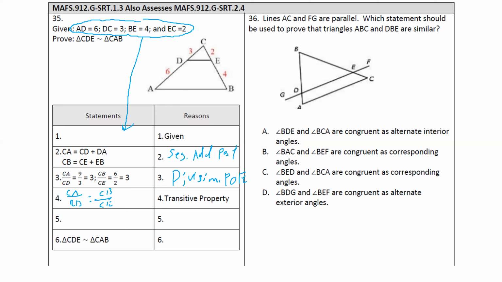Once we are able to say that those pieces are proportional like that, then we have enough information to say that... nope, sorry, top angle is the same. So angle C is congruent to angle C. That'd be reflexive. And finally, that'd be SAS similarity theorem.